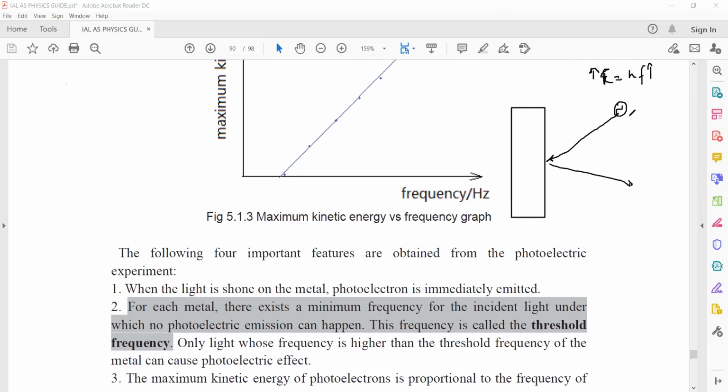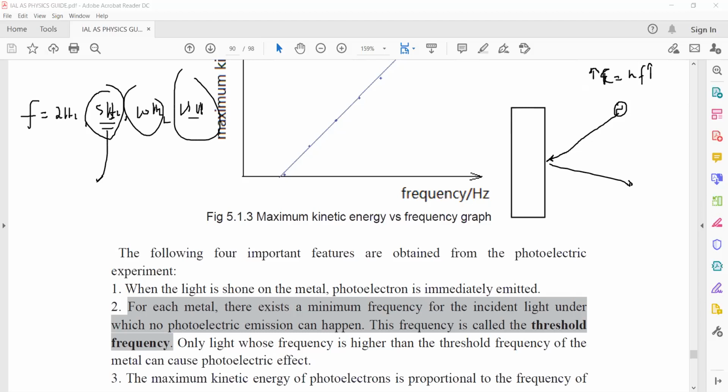For example, I'm changing the frequency of a photon: using 2 hertz, then 5 hertz, then 10 hertz, and so on. And 5 hertz, 10 hertz and 15 hertz are causing the photoelectric effect. So the minimum frequency which is required to remove the electron is called the threshold frequency. Minimum energy is called the work function and minimum frequency is known as the threshold frequency.